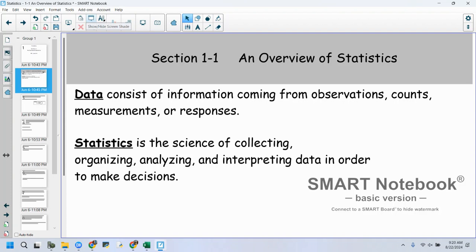So what is statistics? Statistics is the science of collecting, organizing, analyzing, and interpreting data in order to make decisions. What is data? Data consists of anything that you can observe, anything that you can count, anything that you can measure, any sort of responses that you may have. So data is just anything that you can collect. That could be averages, grades, temperatures, numerical things, non-numerical things, like what's your favorite movie?